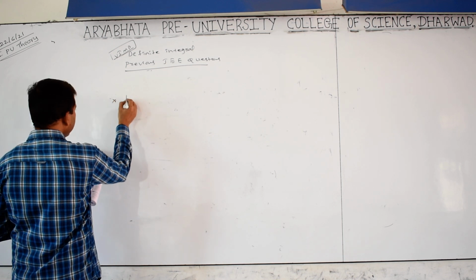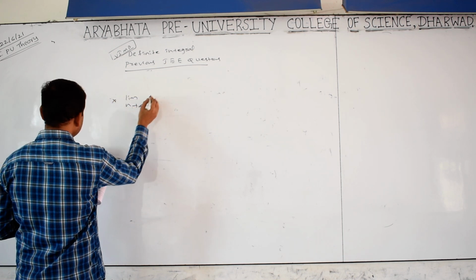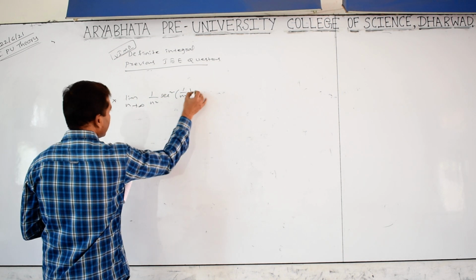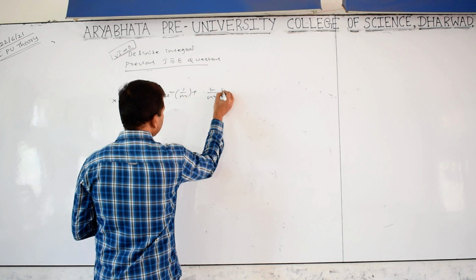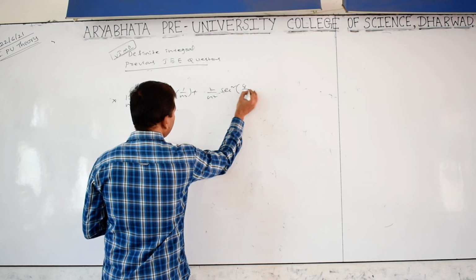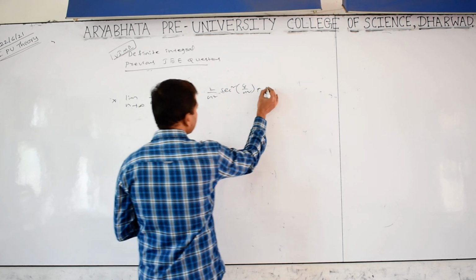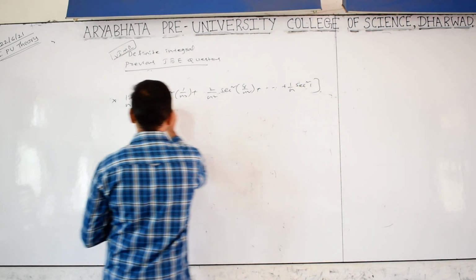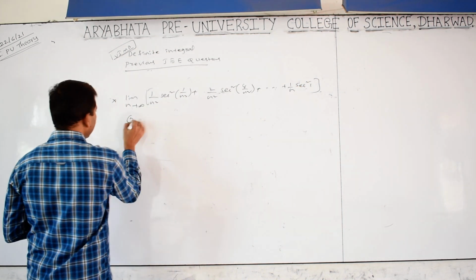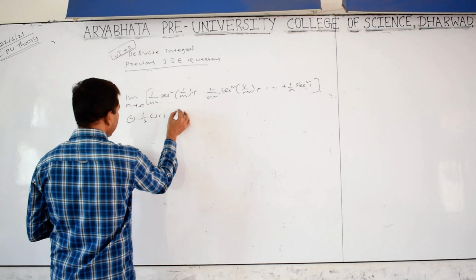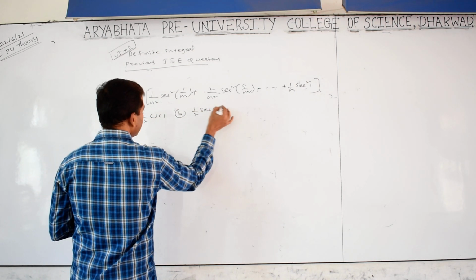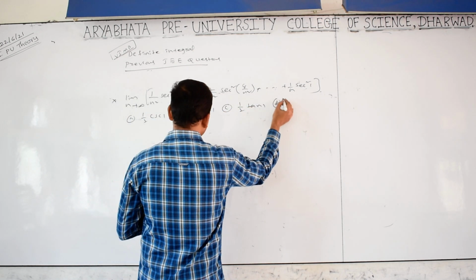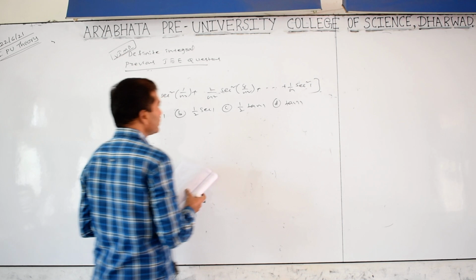Next is the limit as n tends to infinity of 1 by n squared secant square of 1 by n squared, plus 2 by n squared secant square of 4 by n squared, plus and so on, up to 1 by n secant square 1. Option A 1 by 2 cosec 1, option B 1 by 2 sec 1, option C 1 by 2 tan 1, option D tan 1.